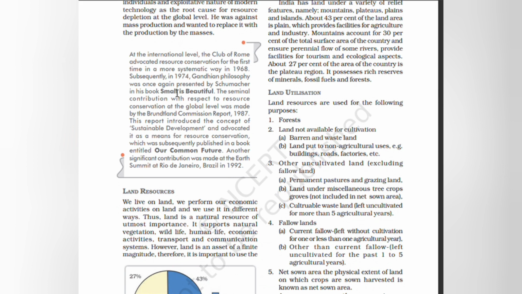A similar contribution with respect to resource conservation at the global level was made by the Brundtland Commission Report 1987. This report introduced the concept of sustainable development, advocated it as a means of resource conservation, which was subsequently published in a book entitled Our Common Future. Another significant contribution was made at the Earth Summit at Rio de Janeiro, Brazil in 1992.